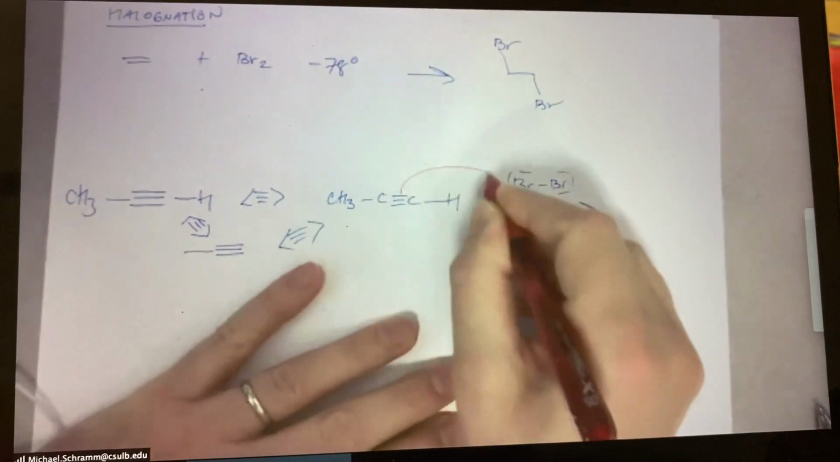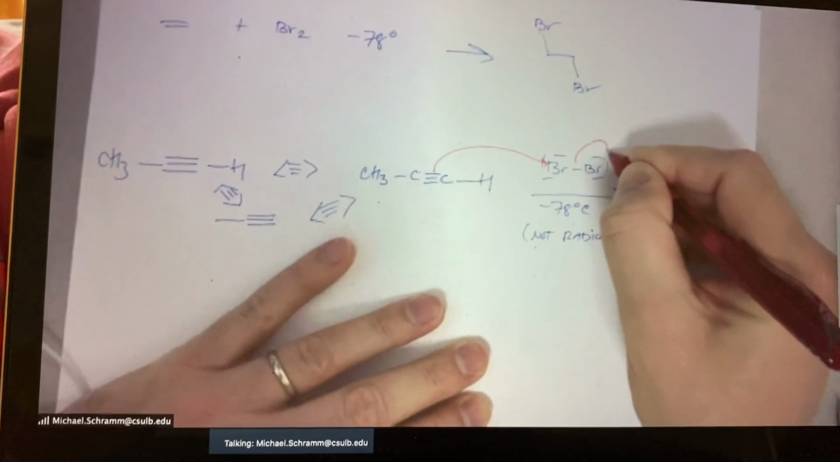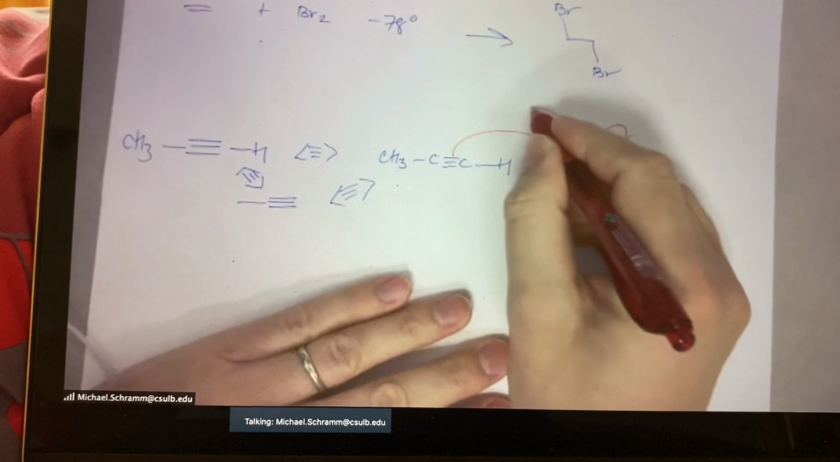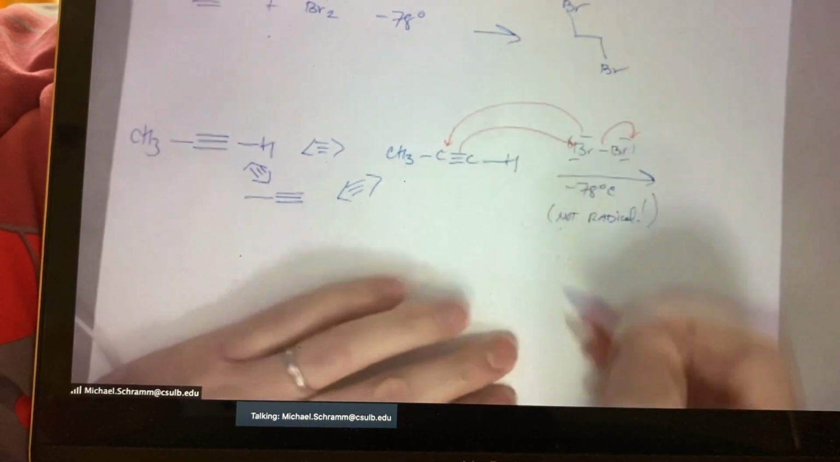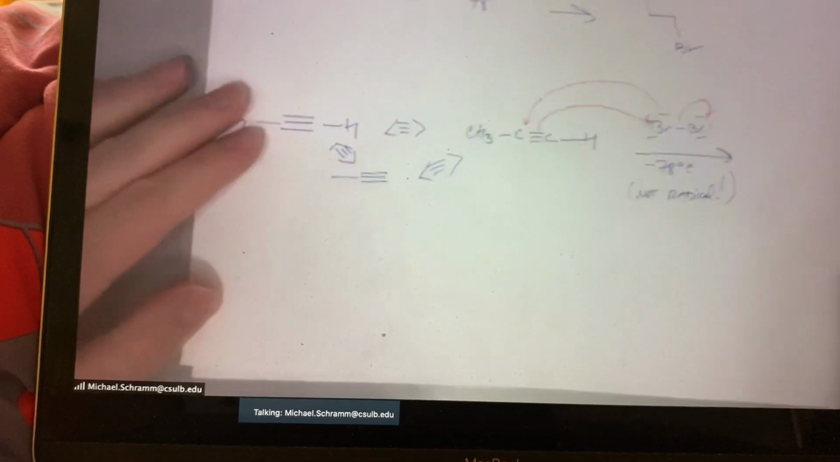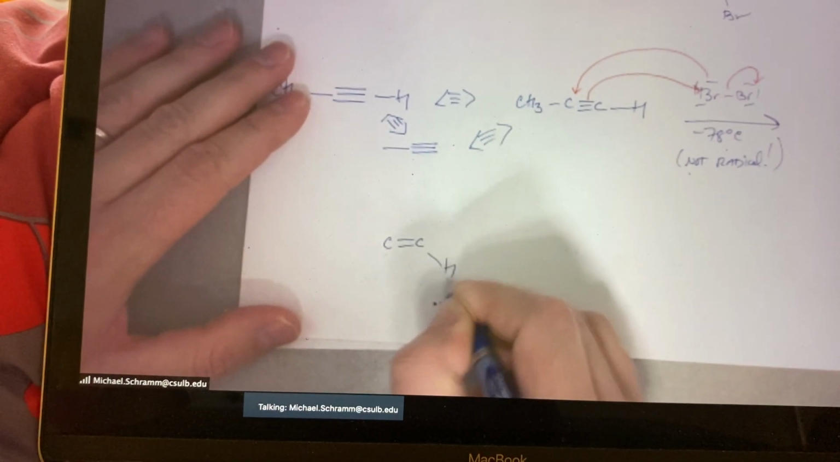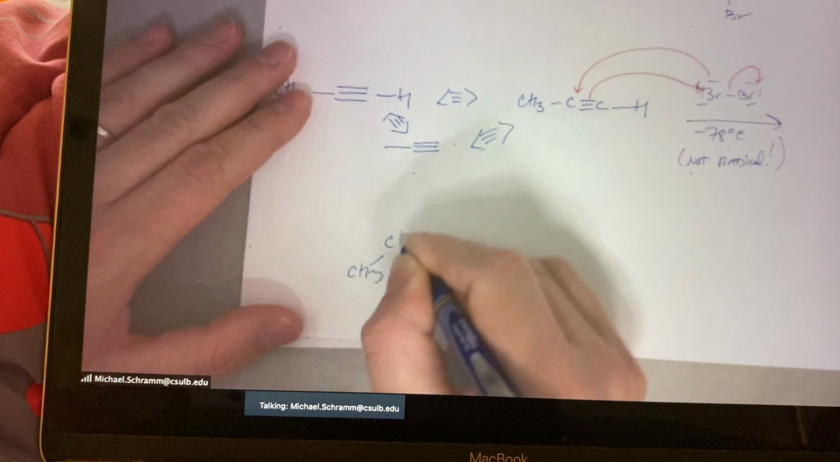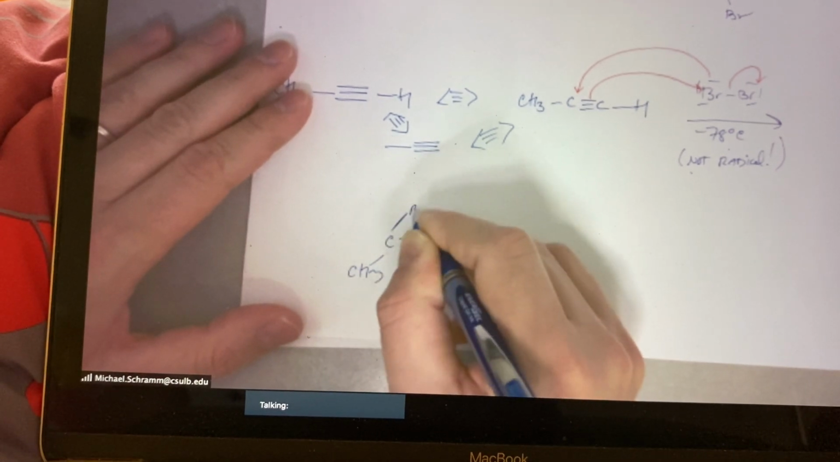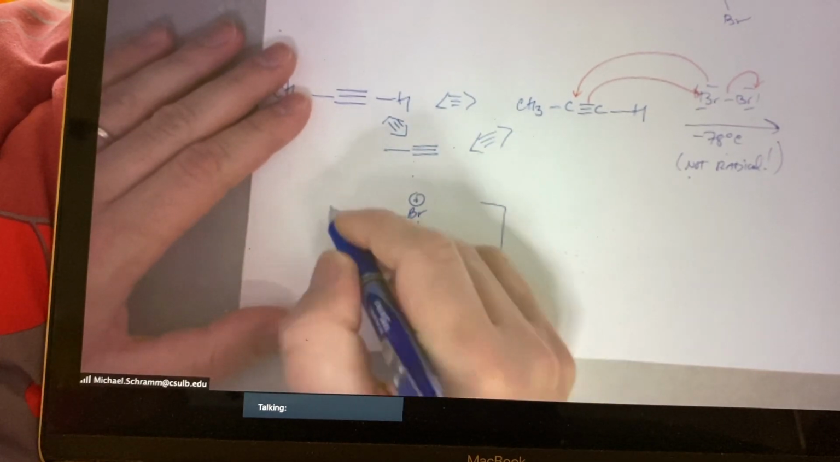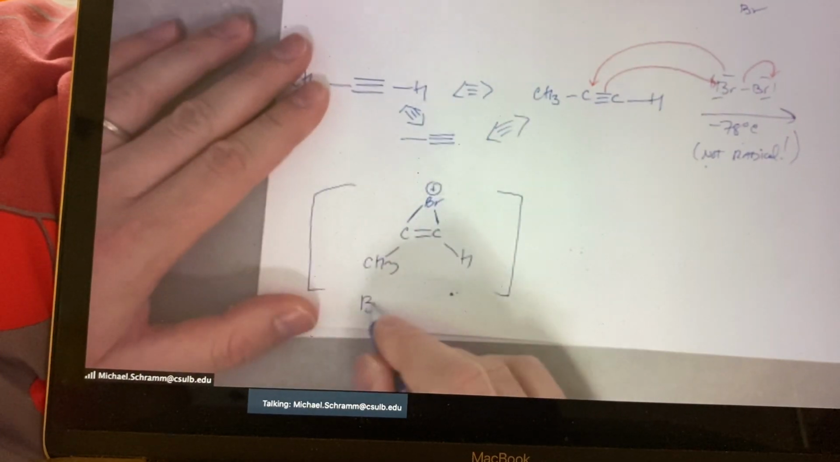This pi bond is weak. This is electronegative. This bromine is electronegative too. Would love those electrons. Positive charge would start building up on one of these two carbons. Doesn't matter which one, because when we draw this, we'll have a bromonium ion. This is maybe the most funky thing we're going to draw today. This is a bromonium ion.